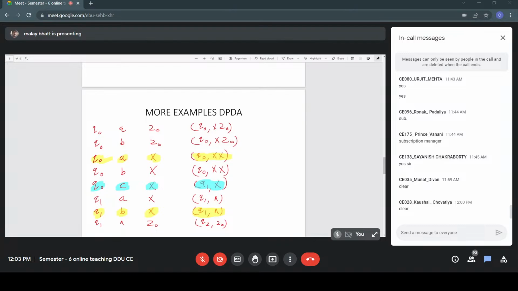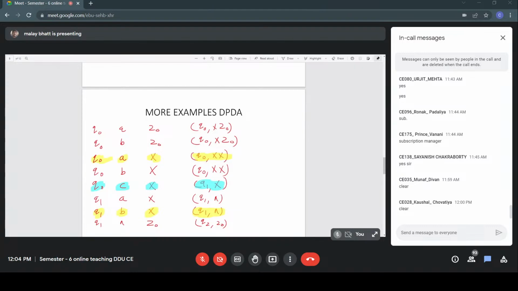So Q0 X Z0. Now if a new A is encountered, Q0 A X, at that time on the stack it will be capital X. In the Q0 state, we have to do push operations until we encounter the C. So we write Q0 double X on the stack, as A is converted to capital X. Similarly, Q0 B X: when B is encountered in the input and X is on top of the stack, we get Q0 double X. We are pushing that B by converting it into X on the stack.